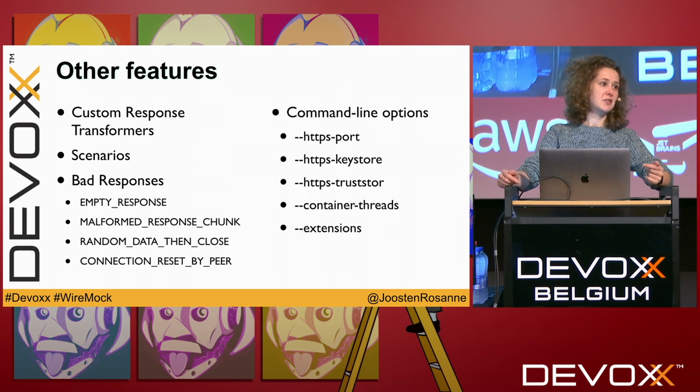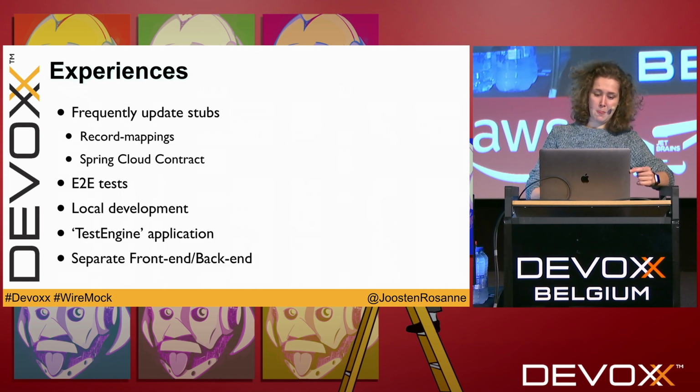I only showed you the good responses, the status 200 responses. You can also mimic bad responses. And there's a whole couple of flags which you can add to look at more secure Wiremock ways and use with multiple threads and stuff. This extensions flag is necessary when you are using your own transformers.